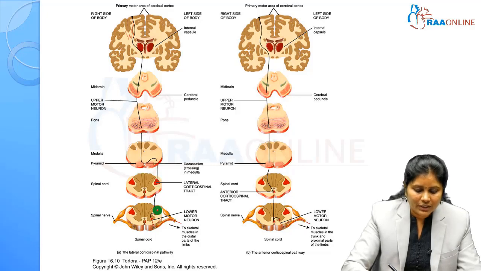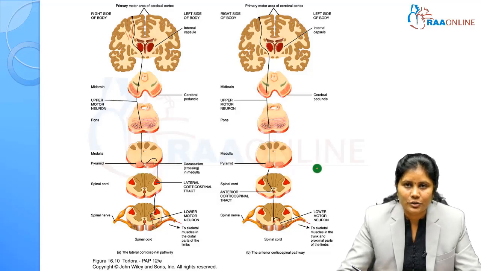From the lateral white columns, they go and synapse on the anterior horn cells of the spinal cord in the anterior grey horn. So this is about the termination of the lateral corticospinal pathway.